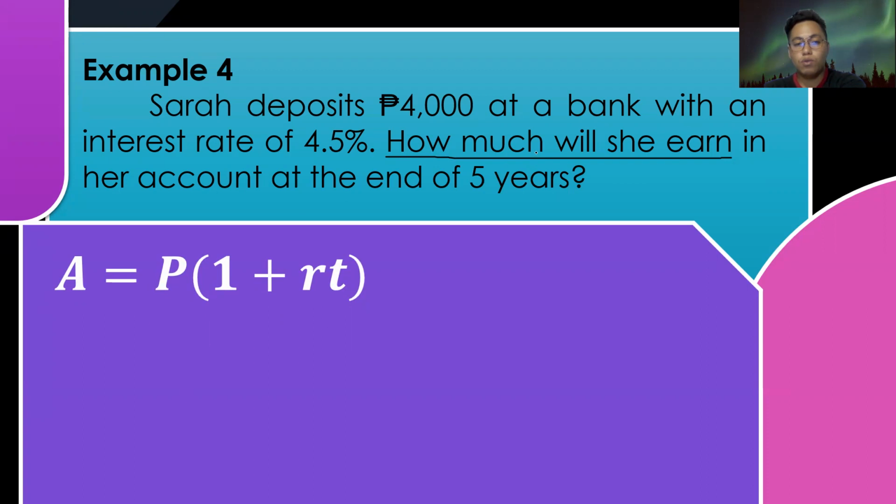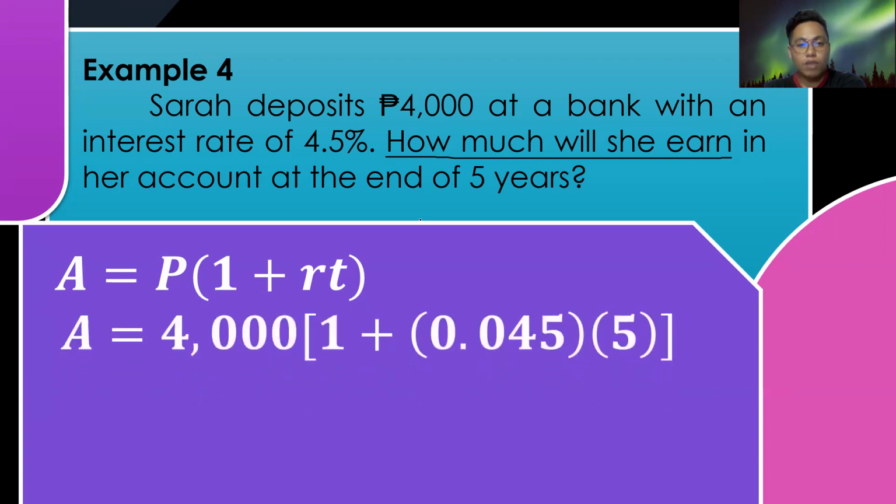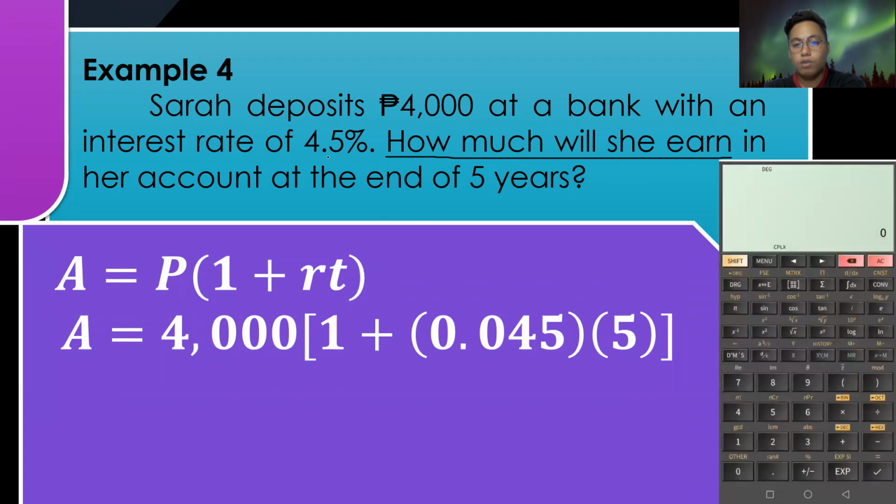So we're still going to use the same formula. Our principal amount will be 4,000 pesos. Our rate will be 4.5%, in decimal 0.045, and it's been deposited for 5 years. So using the formula and the calculator, I hope after this discussion you'll be familiarized with the use of the calculator. And I'm advising everyone to use the calculator that you are comfortable with. This is the calculator I've been using for years.